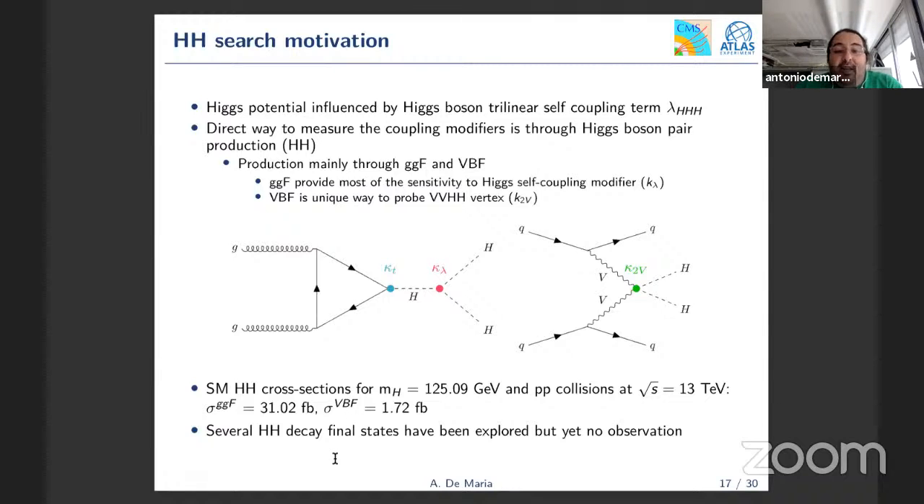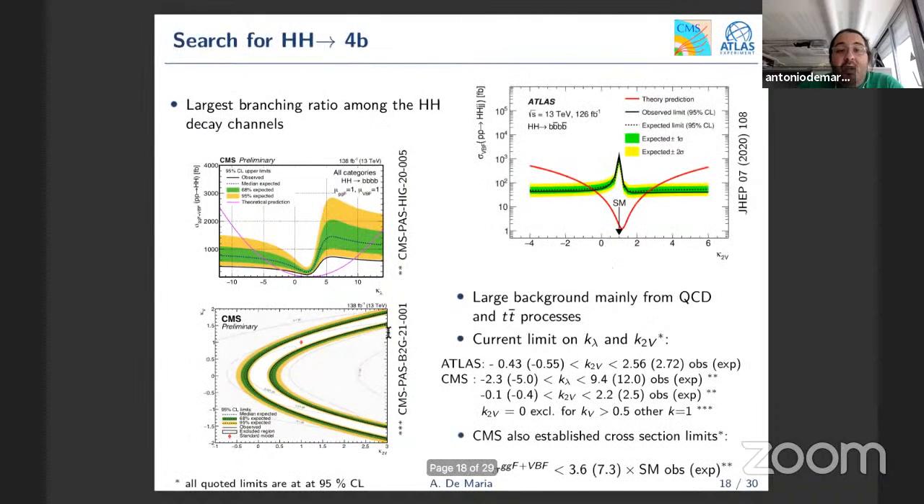On the next slides I will show you several of the final states in which the di-Higgs is searched, but unfortunately we have not observed this production. The first one I would like to talk about is di-Higgs into the 4b final state. This one has the largest branching ratio among all di-Higgs decay channels, but at the same time it has the largest background, mainly coming from QCD and ttbar processes. We currently have limits on both kappa lambda and kappa 2V, the two parameters introduced on the previous slide. All the results quoted here and on the next slides are at 95% confidence level.